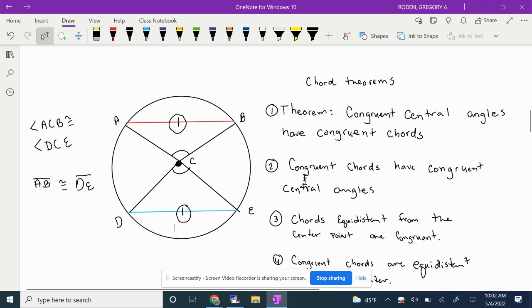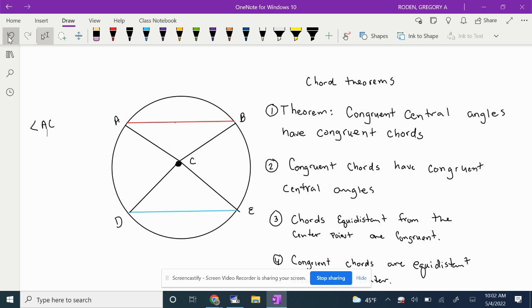All right. Now, what I'm going to do now is I'm just going to undo a bunch of stuff. I want to go back to the original part of this problem here. So I'm going to go back, get rid of these. I want to get rid of this, this, this, and this. And I want to start back there. What letters were these again? What was here? An E, right? Okay. Now, the next one says chords equidistant from the center point are congruent.